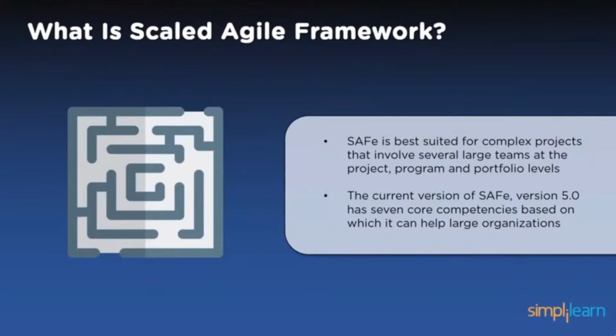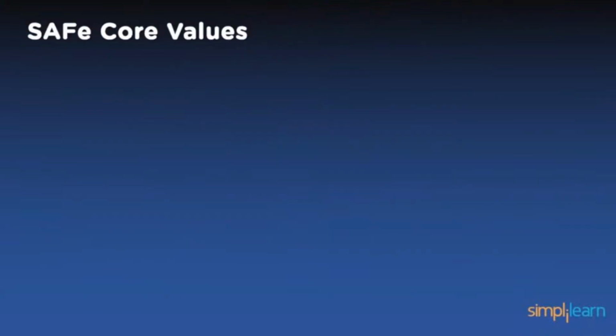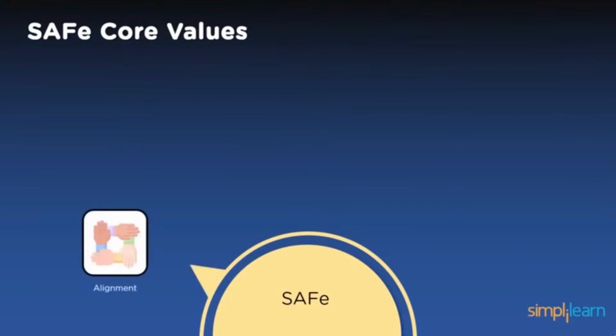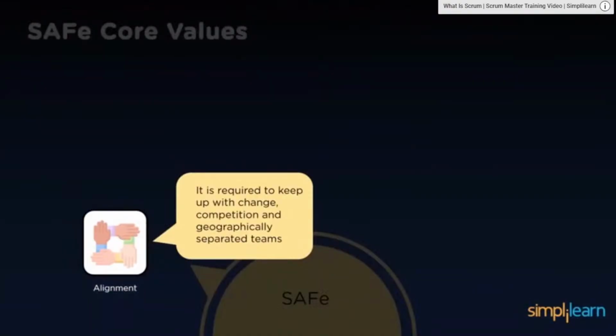The current version of SAFe is version 5, which has 7 core competencies based on which it can help organizations, the large organization in specific. SAFe has certain core values, which are alignment, built-in quality, transparency, and program execution. When I say alignment, I was mentioning aligning with business requirements and business strategies. It is needed to keep pace with fast-changing, disruptive competitive forces and geographically distributed teams.